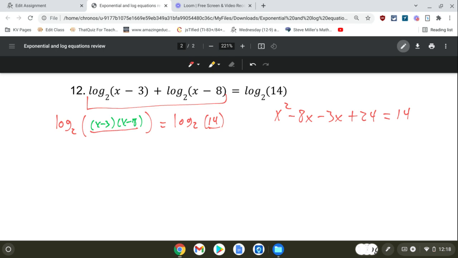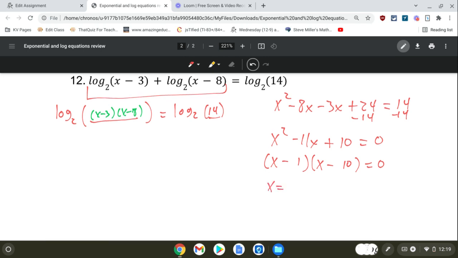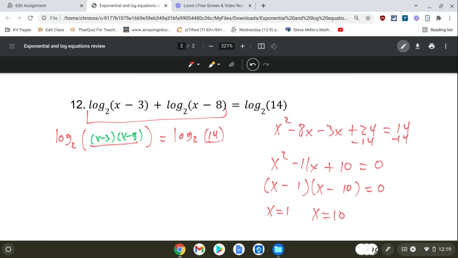All right, to solve the quadratic, we're going to move our 14 to the other side and combine these terms right here. So that'll be x squared minus 11x plus 10 is equal to 0. We can solve it by factoring. Two numbers that multiply to 10 and add together to 11. That's 1 and 10. The factors both need to have a minus sign. So my solutions would be x is equal to positive 1 and x is equal to positive 10. Those would be my two answers.